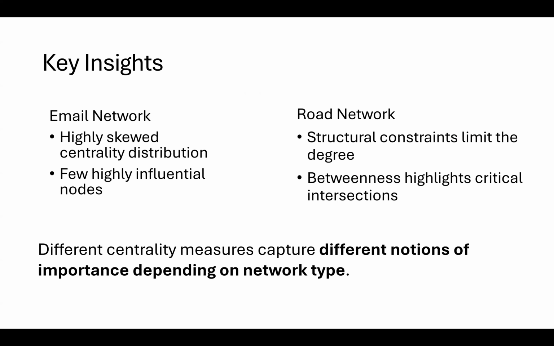And to summarize the results, the email network exhibits a highly skewed centrality distribution, where a small number of nodes act as highly influential hubs, while most nodes remain peripheral. In contrast, the road network is structurally constrained, meaning that intersections can only connect to a limited number of roads. As a result, centrality values are more uniform, and betweenness centrality highlights the critical intersections that control traffic flow. So overall, this analysis shows that different centrality measures capture different notions of importance depending on the structure of the network.